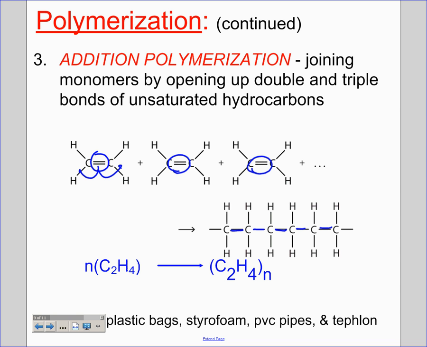The one thing you might see is the N written as a coefficient. When it's monomers, the notation is that the N is written as a coefficient, but then when it becomes a polymer, the N is the subscript, meaning that this molecule is all joined together.